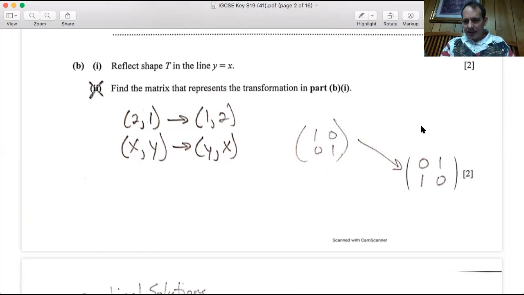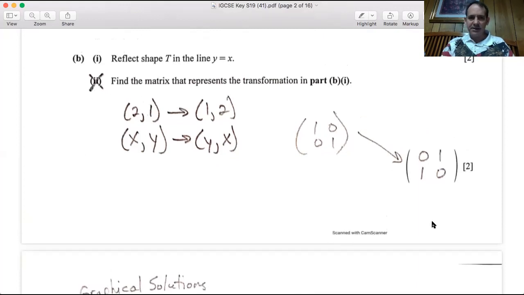So again, the first column is your x, the second column is your y. The first row is the first position, and the second row is the second position. So x goes from first position to second position, so it goes from here down to here, and your y goes from second position to first position, goes from here and moves up. So the others are zeros. So this would be your matrix to represent that.